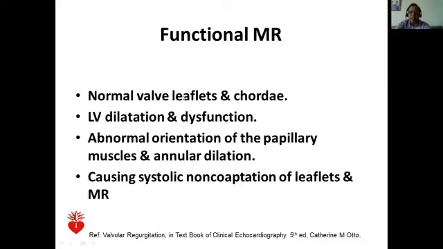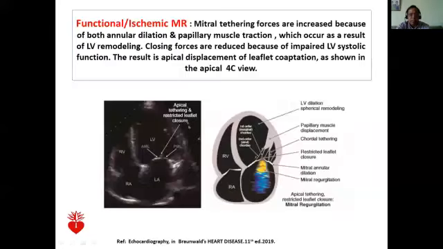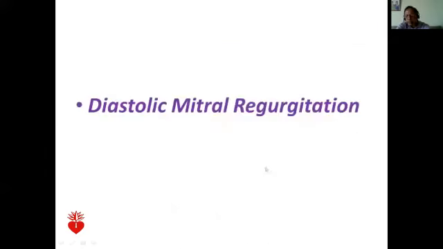Now, what does it mean by functional MR? Here, the mitral valve leaflets and chordae are normal, but there is LV dilatation and dysfunction, abnormal orientation of the papillary muscles and annular dilatation, causing systolic non-coaptation of the leaflets and MR. By picture, this is the diagrammatic. There is dilatation of the LV, spherical remodeling, papillary muscle dysfunction, chordal tethering, restricted leaflet closure, mitral valve non-coaptation, and as a result, MR.